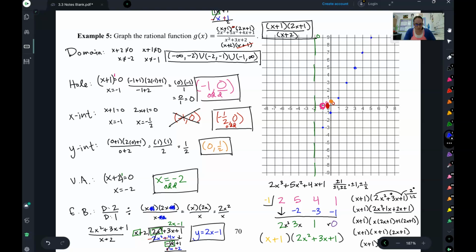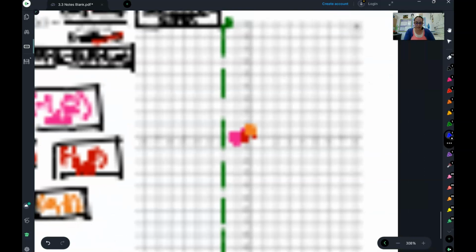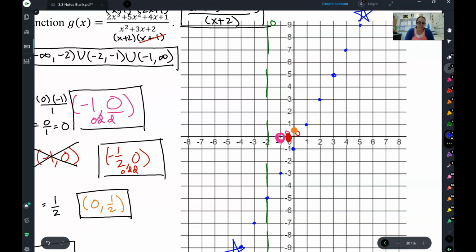Phew! And that tells me where to put my stars. I finally have everything here. Let's graph this. So to start off with, I know I need to go through my y-intercept. To the right of the y-intercept, there's nothing between it and my star, so just point to the star.